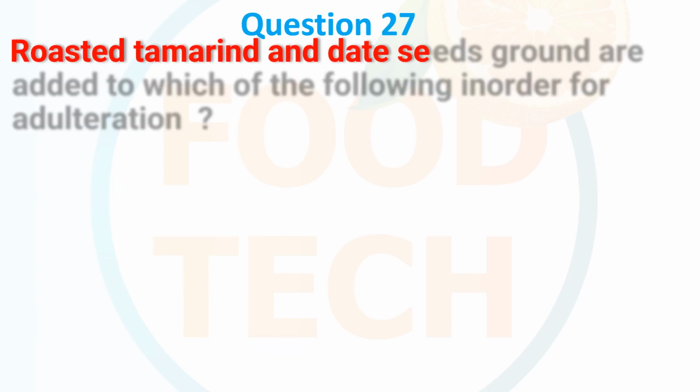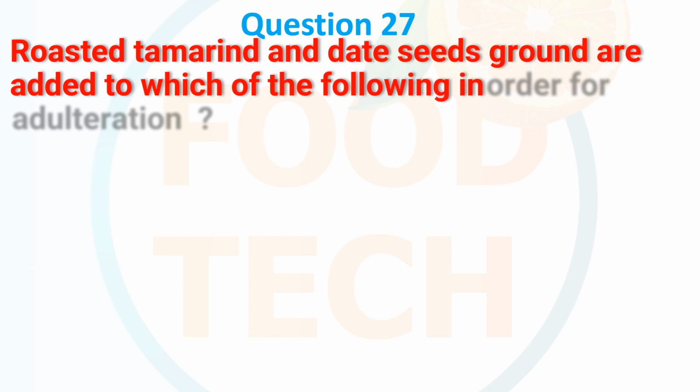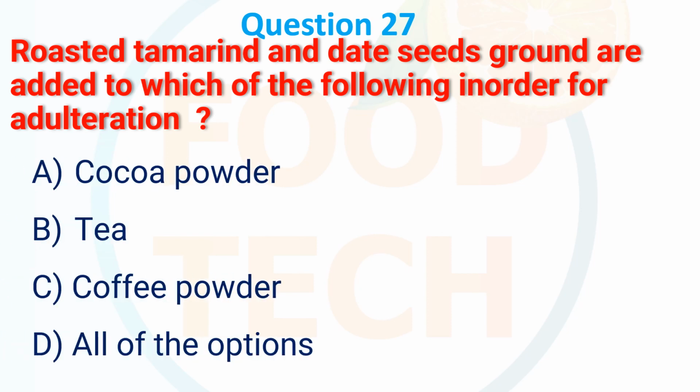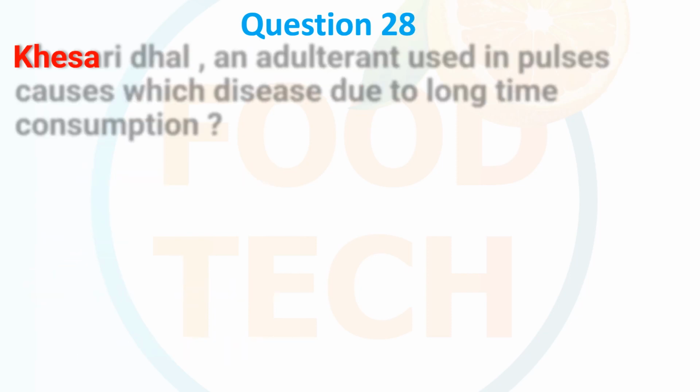Roasted turmeric and date seed ground are added to which of the following for adulteration? A. Cocoa powder. B. Tea. C. Coffee powder. D. All of the options. The answer is C. Coffee powder.